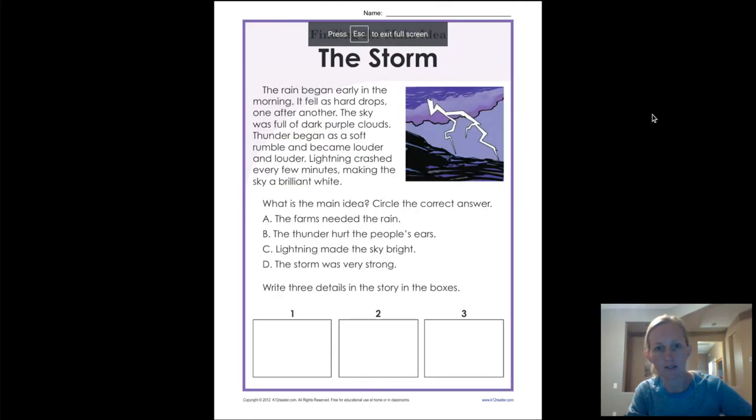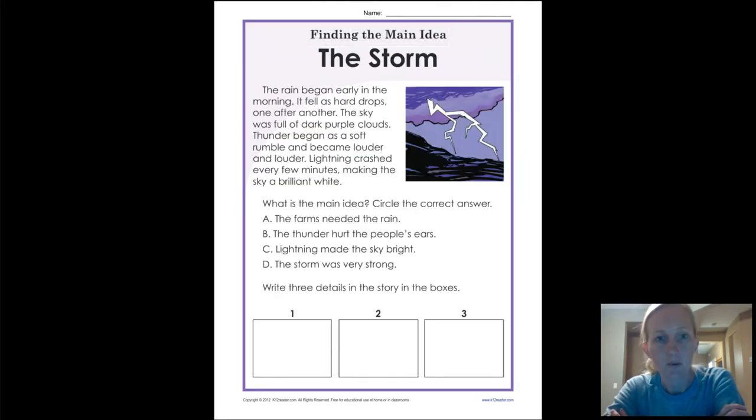All right, here we go. Nice. All right, so go ahead and read with me if you can. Here we go. The Storm. The rain began early in the morning. It fell as hard drops, one after another. The sky was full of dark purple clouds. Thunder began as a soft rumble and became louder and louder and louder. Lightning crashed every few minutes, making the sky a brilliant white.